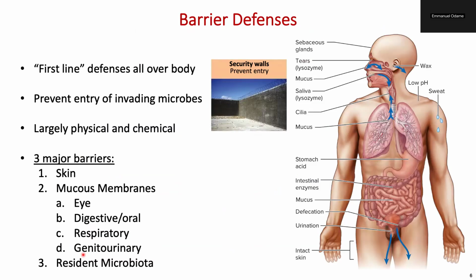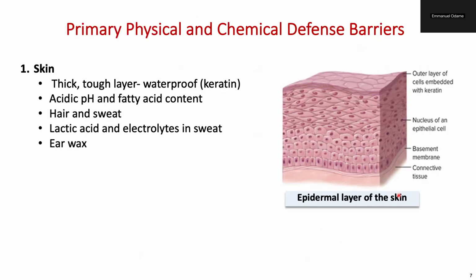We have the skin, which we have all over your body. We have the mucous membranes, which are present in the eye, the digestive tract or oral tract, the respiratory tract, and the genitourinary tract. And then lastly, we have the resident microbiota, which is present in your gut. So you do realize that throughout the whole body, almost every part of the body, there's a defense mechanism there.